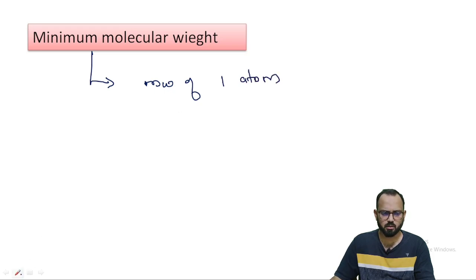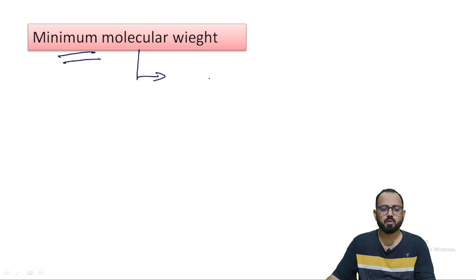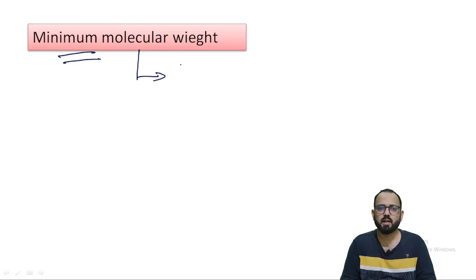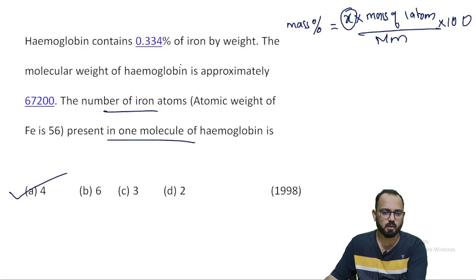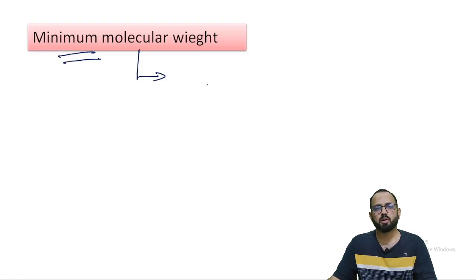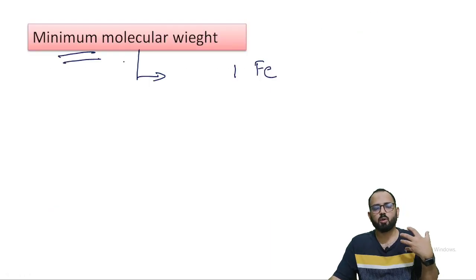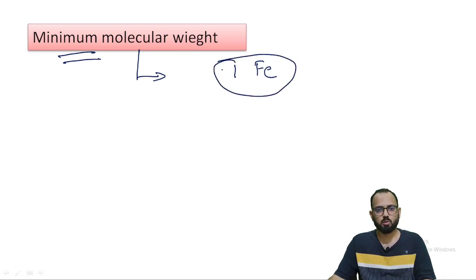What I was trying to tell you is, for minimum molecular weight, you have to consider the minimum number of atoms. For example, if you got Fe as 4 here in hemoglobin, what is the minimum molecular weight of hemoglobin? If the question was like that, you just consider you got only one Fe. That is it. So actually in hemoglobin you have 4 Fe, but if I want to find the minimum molecular weight, then consider I have only one Fe and solve accordingly.